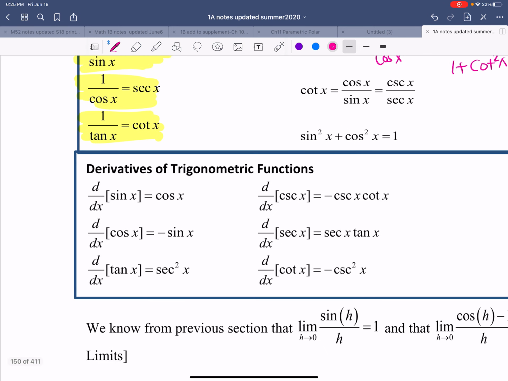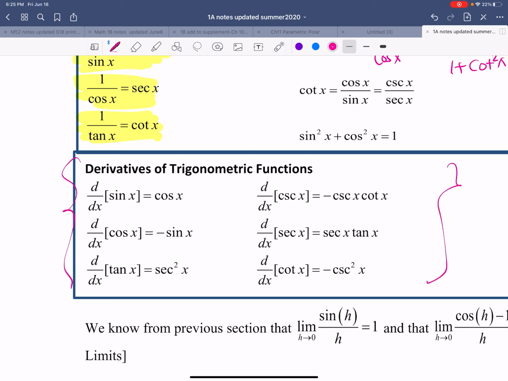Okay, derivative of trigonometric functions. Memorize these derivatives. Today in this video, I'm only going to use these derivatives. I have another video proving these derivatives. All these can be proved very easily using the limit definition of derivative. Derivative of sine x is cosine x. Derivative of cos x is negative sine x. Derivative of tangent x is secant squared x. Derivative of cosecant x is negative cosecant x cotangent x. Derivative of secant x is secant x tangent x. Derivative of cotangent x is negative cosecant squared x.